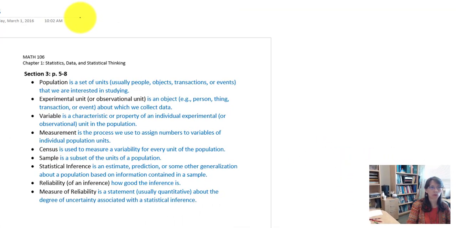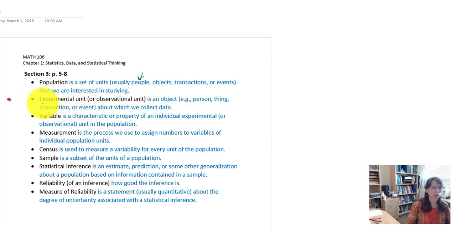In section 3, we have some more vocabulary to talk about, and the first term is population. Population is a set of units. Now, these units could be people or objects, transactions, or events that we are interested in studying. So the population doesn't always need to be a person. Okay, we think about people first, but we could be interested in foods people are eating, or cars people are driving, or scores for a sporting event. So there's quite a variety of topics that are included with population.